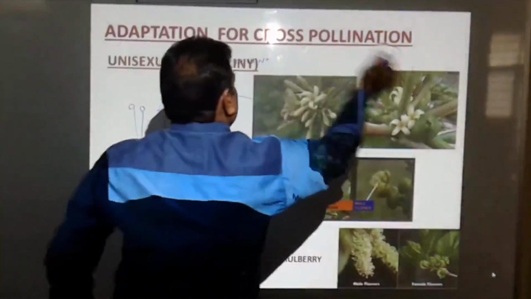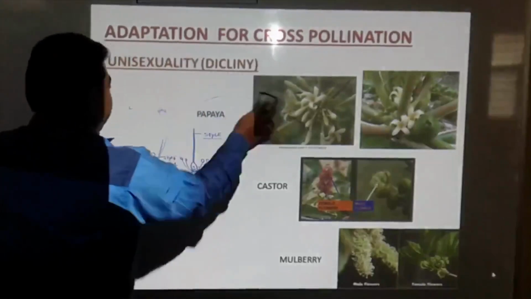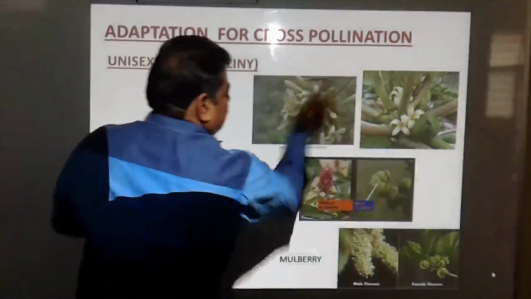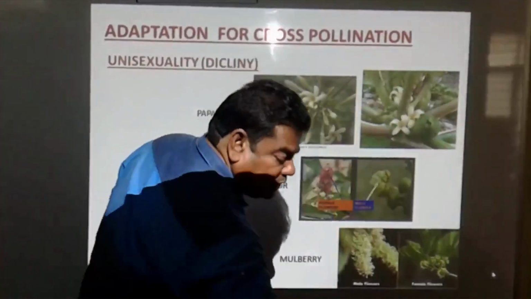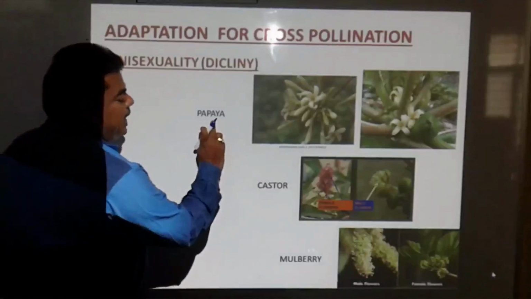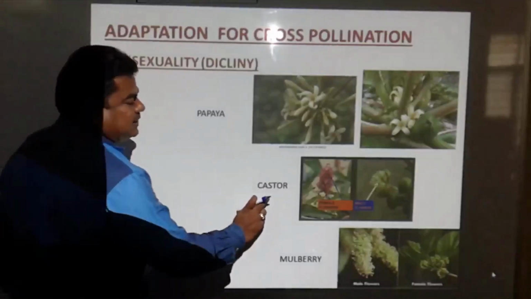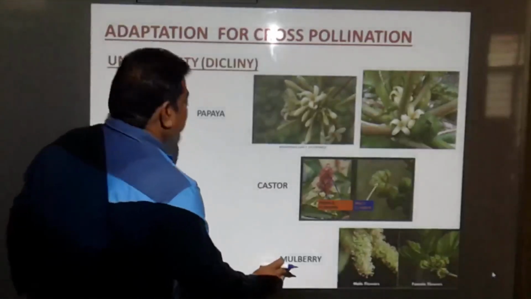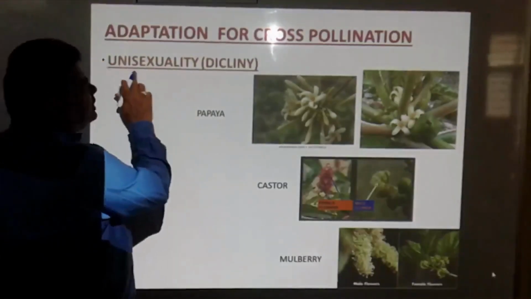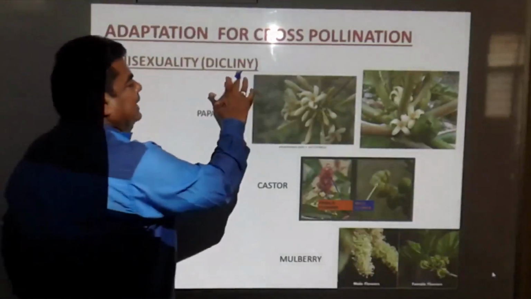See here, the next method to gain cross-pollination. We will observe it in the case of papaya, castor, and mulberry, by the method known as unisexuality or dioecy.